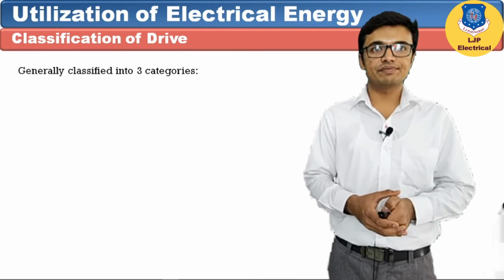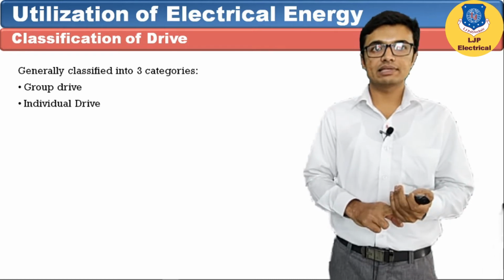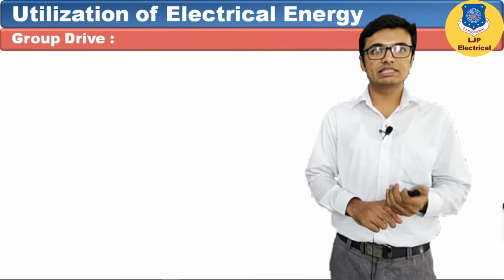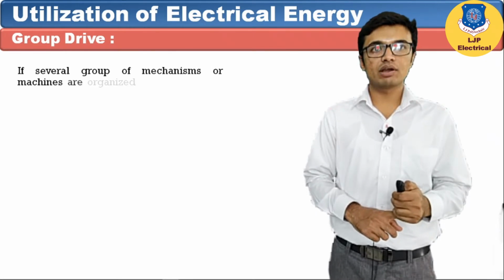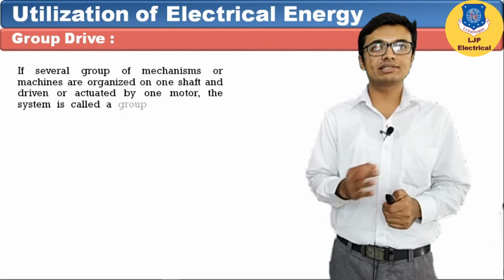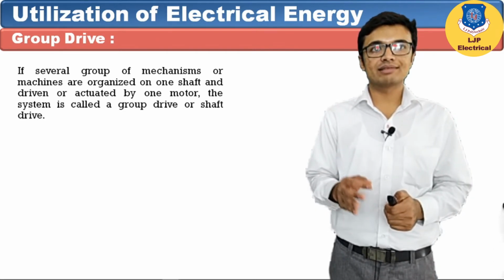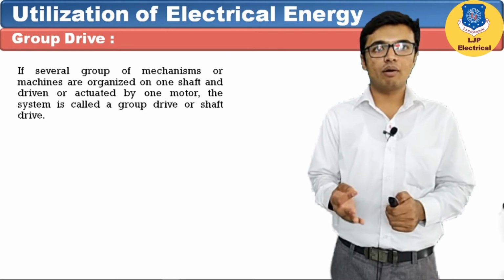Generally, drives are classified into three categories. The first one is group drives, then individual drives, and the last one is multi-motor drives. Let's see about the group drive. Several groups of mechanisms or machines are organized on one shaft and driven or actuated by one motor. The system is called the group drive or a shaft drive.